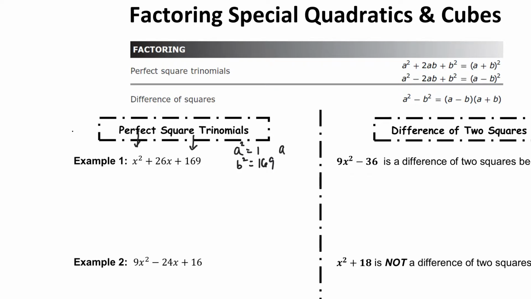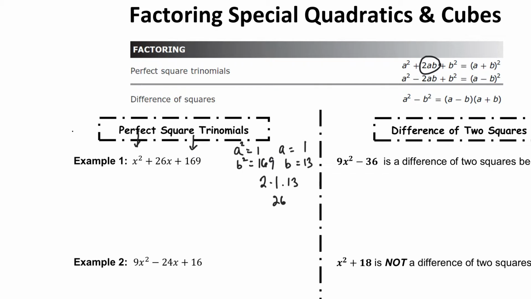So a is the leading coefficient, it's 1. B is 13. So when you multiply the two, you should get the middle coefficient. So you have 2 times 1 times 13, that's going to be 26. And there it is, 26 is the middle coefficient.